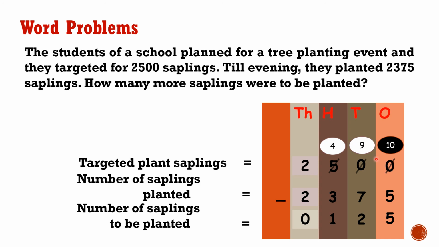Now we got our answer. The number of saplings to be planted is how many? 125. So they have to plant 125 more saplings to reach their target.